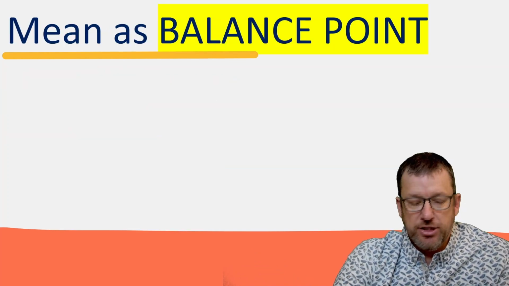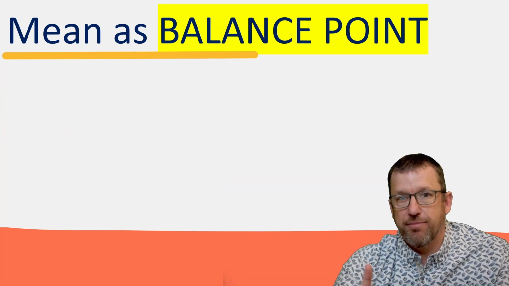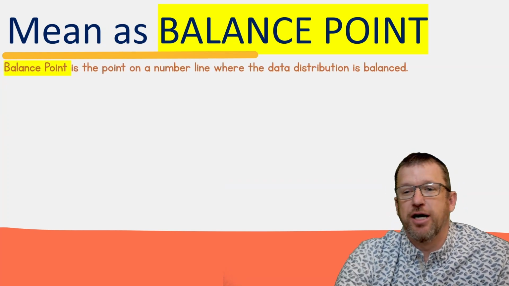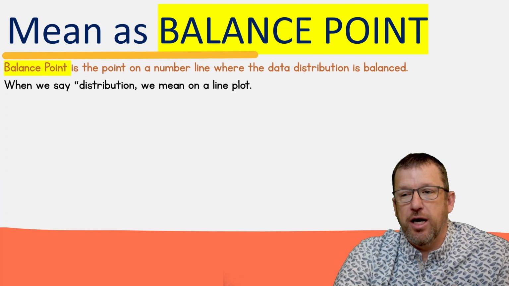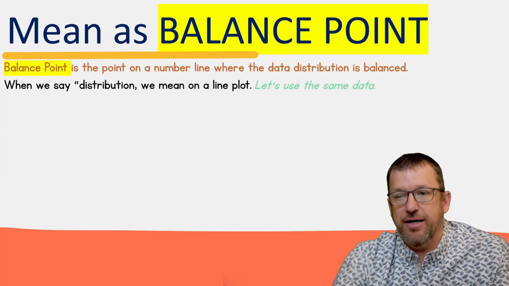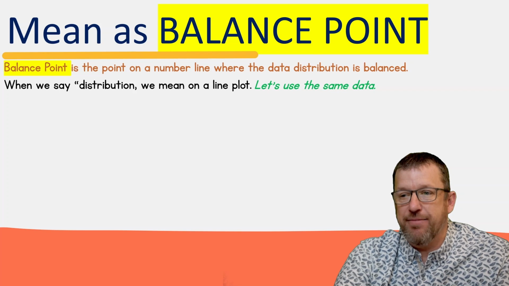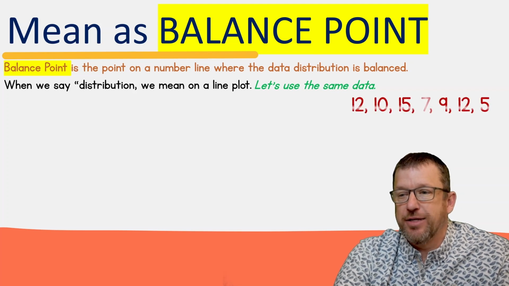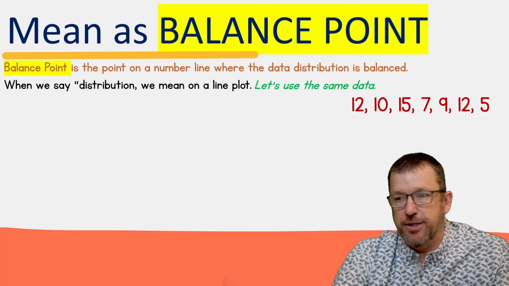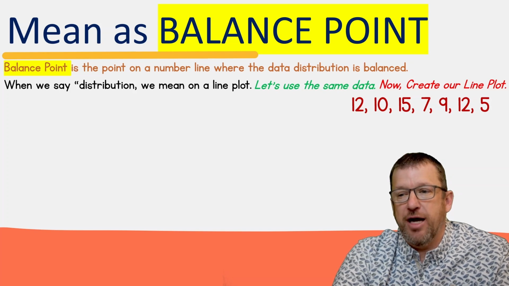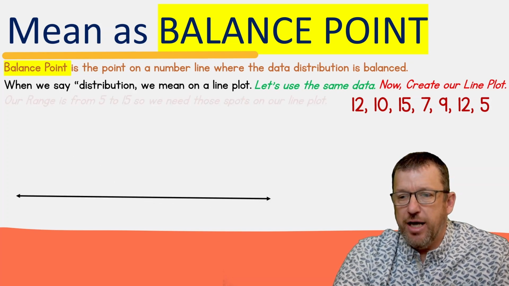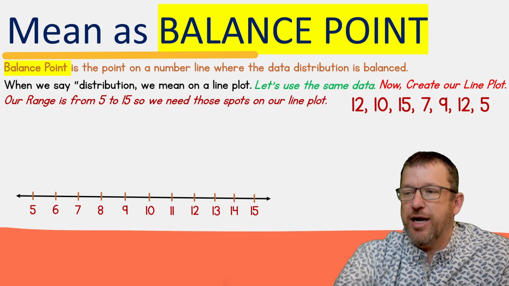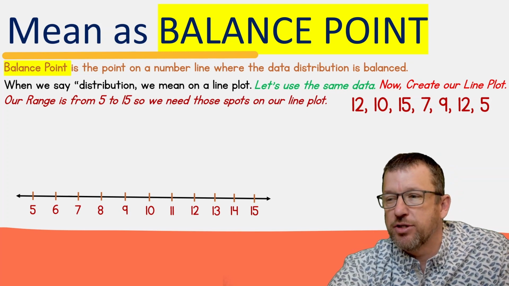All right, so let's look at mean as a balance point. So remember, mean is the calculated average of data. We're going to take this data and distribute it on a line plot. So let's look at the data. The data still is this Netflix episode deal, and we're going to now create our line plot. So we look at our line plot and we say, what is the range? That's kind of an important thing to understand first.